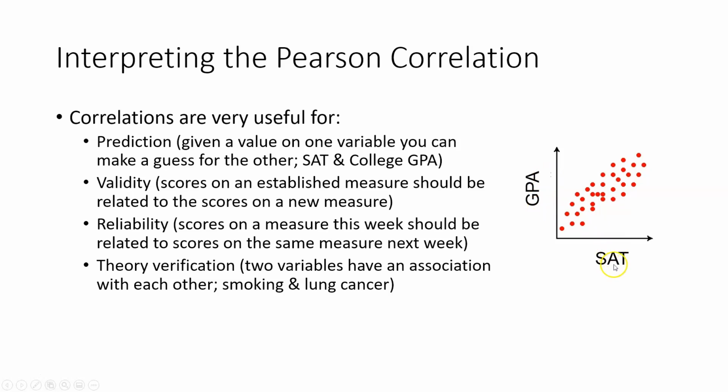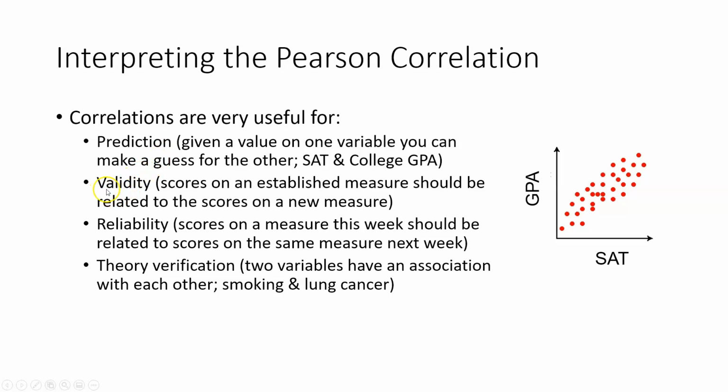And SAT scores are pretty decent at predicting that. And so you'd see that generally, the higher you do on the SAT, the higher your GPA is the first year of college. It's not a perfect correlation, but it is pretty strong. So prediction is one use of correlations. If you know one variable, you can guess what somebody will get on the other.